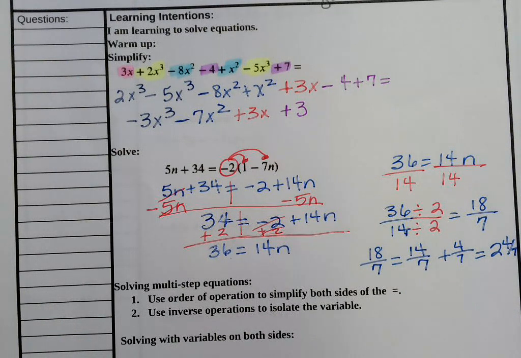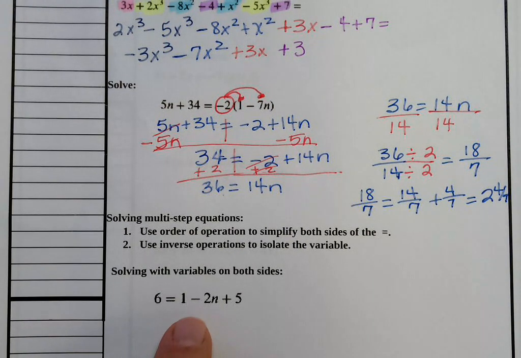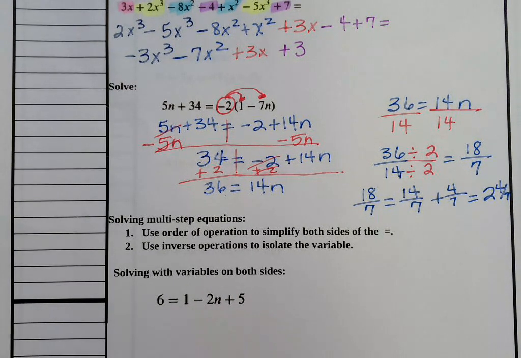Okay, when you're solving multi-step equations, 2 things to remember. Use order of operations to simplify both sides of the equal sign. Use your inverse operations to isolate the variable. So if you're starting, the first thing you've always got to do is make sure both sides of your equal sign are simplified. I've got 6 equals 1 minus 2n plus 5. Well, I know I can add the 5 and the 1 together.